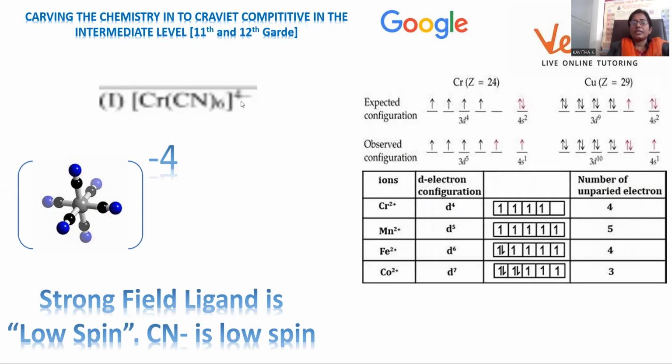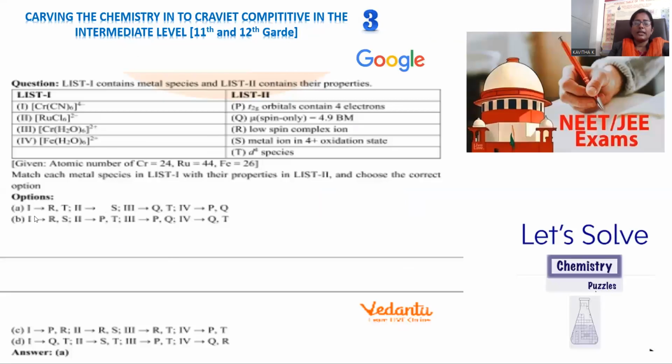Chromium CN taken 6 minus 4. This is said to be the hexacyanochromium minus 4 ion, right? So whenever this is the complex, let me assume this is chromium surrounded with 6 nitriles, and it is accompanied with the minus 4 charge. Okay, so here nitrile is a strong field ligand, no? So a low spin complex will be generated. So whatever we mentioned is exactly correct.